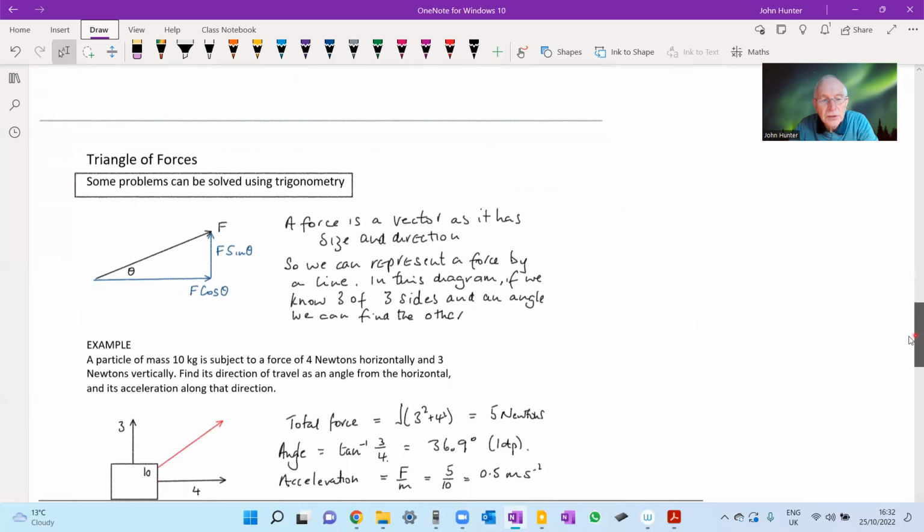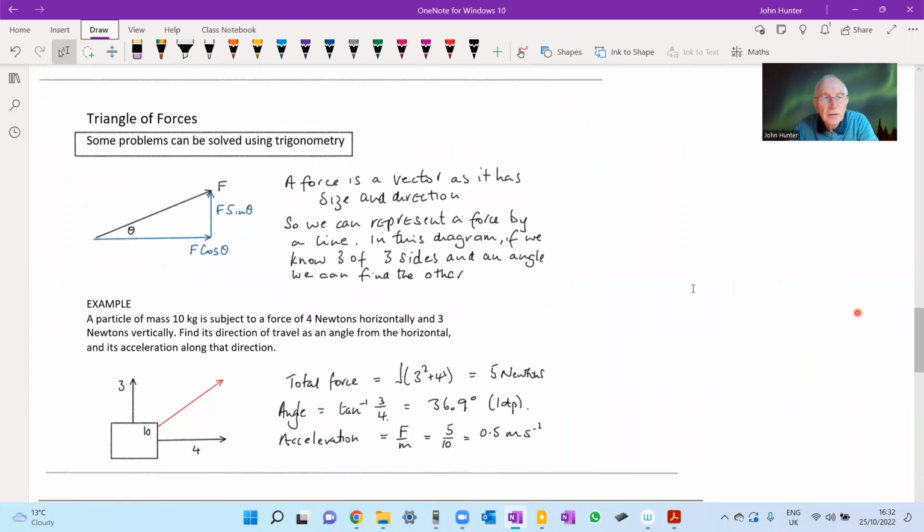Another thing we can say about forces is, if we relate this to vectors, we can basically form a triangle of vectors where the lengths correspond to the actual force. So here, just translating our picture slightly, we've got F. Horizontally, we've got F cos theta, haven't we? And vertically, we've got F sine theta.